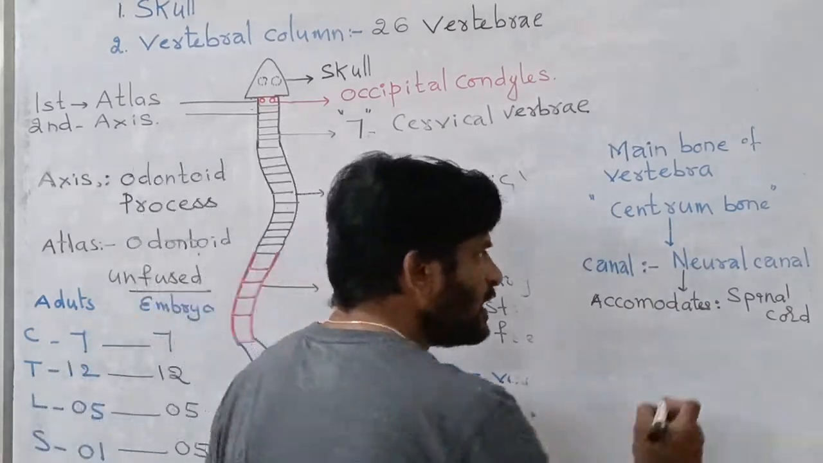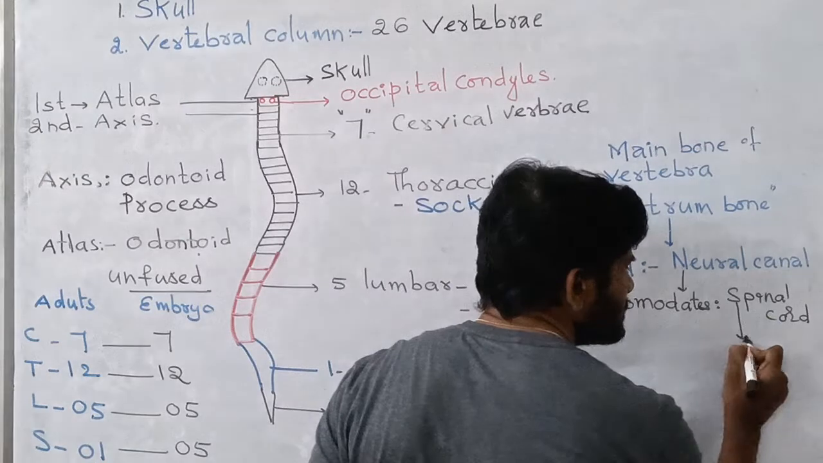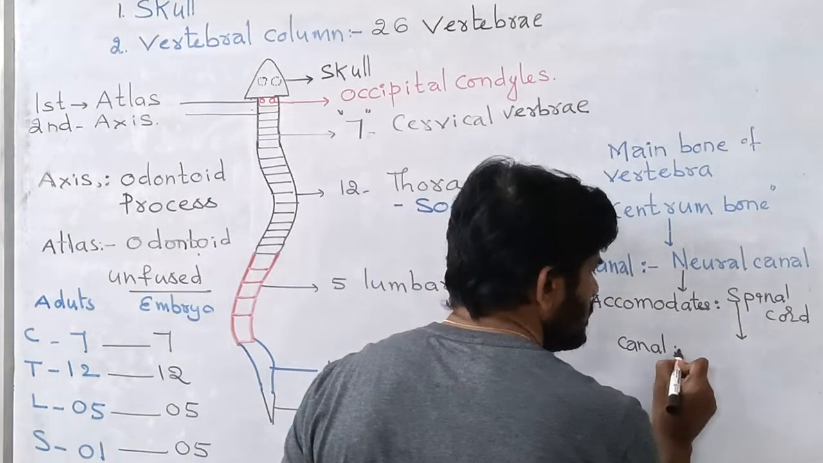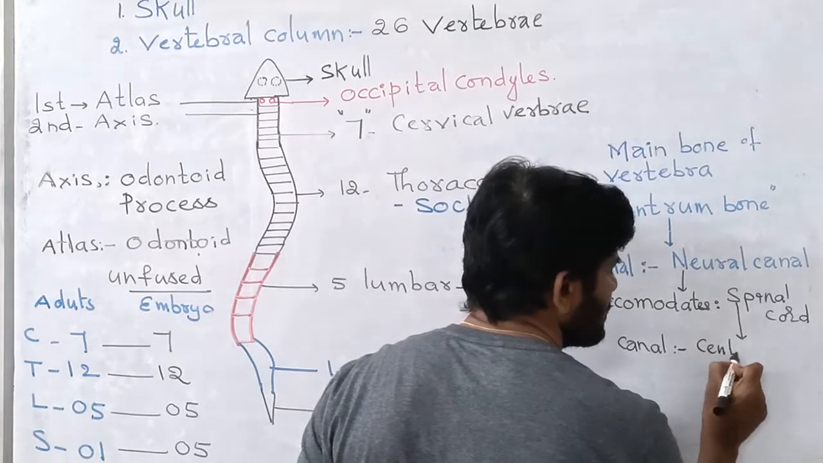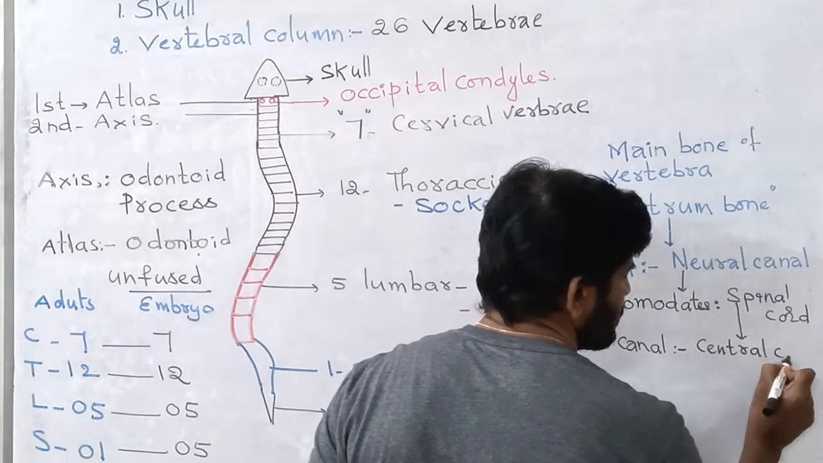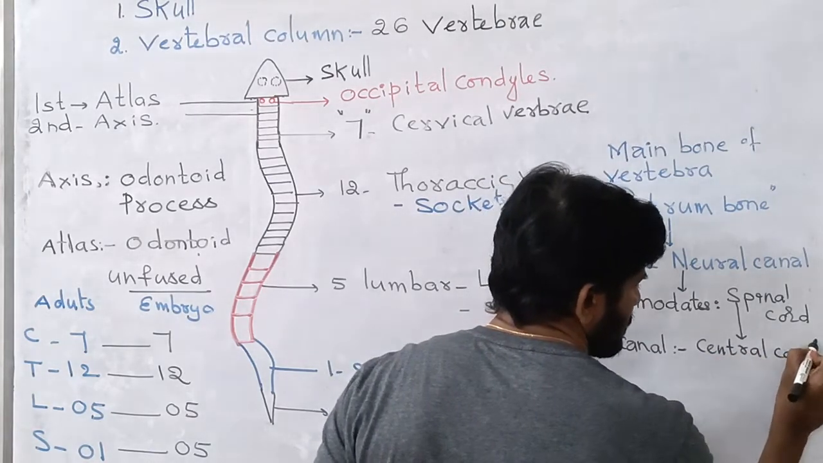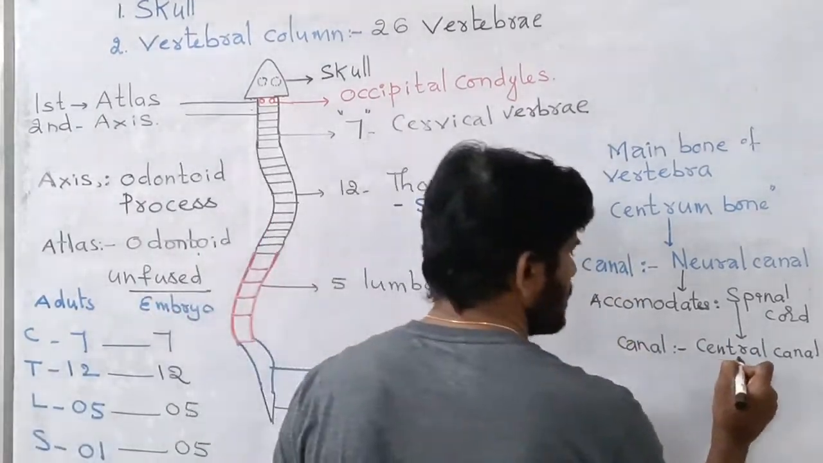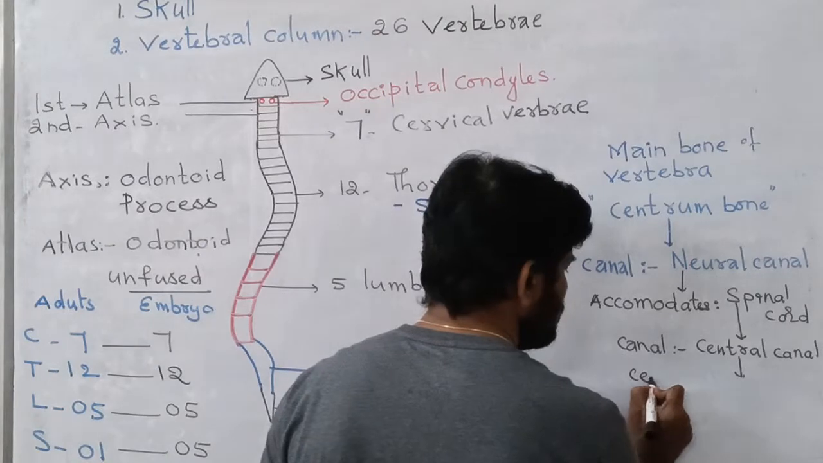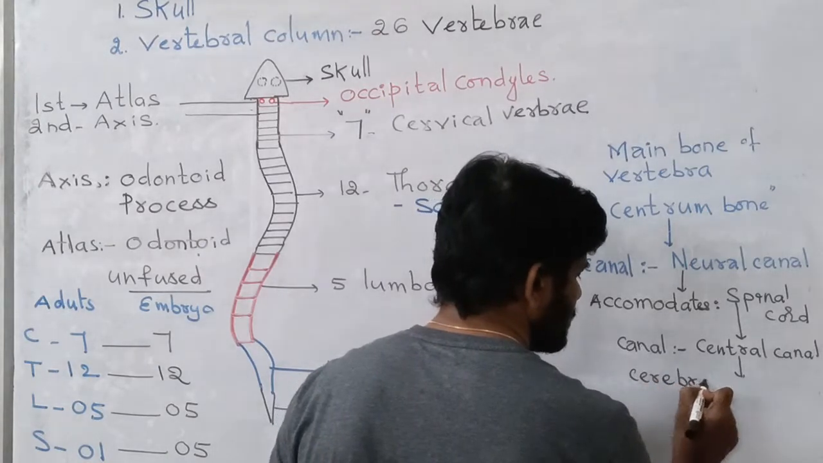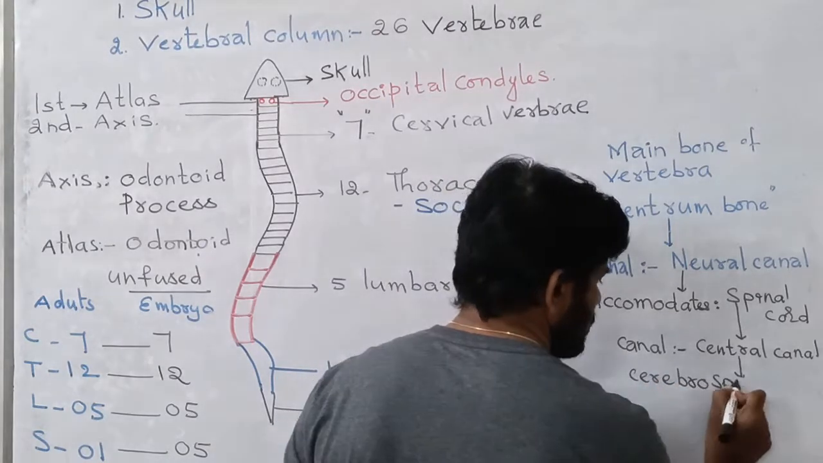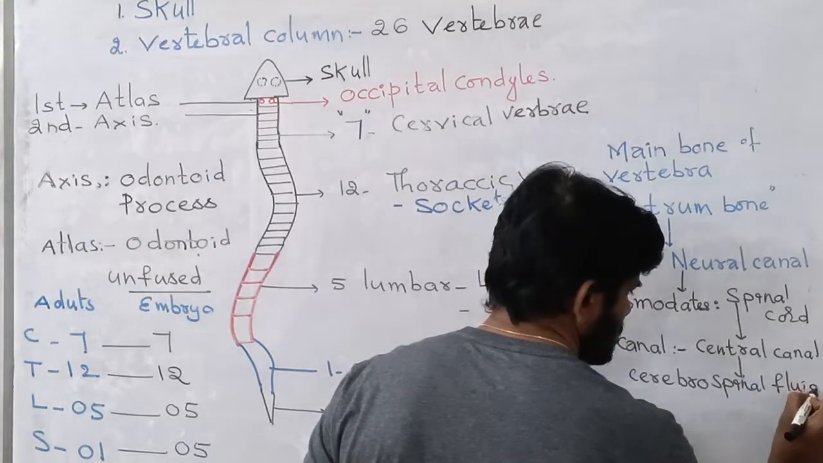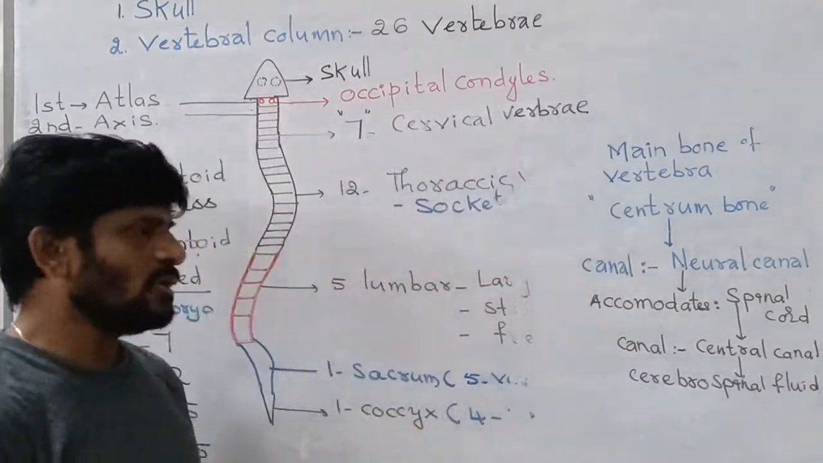But the spinal cord has a central canal. What is the canal of the spinal cord? It is called the central canal. Inside the central canal of the spinal cord, the cerebrospinal fluid is present.